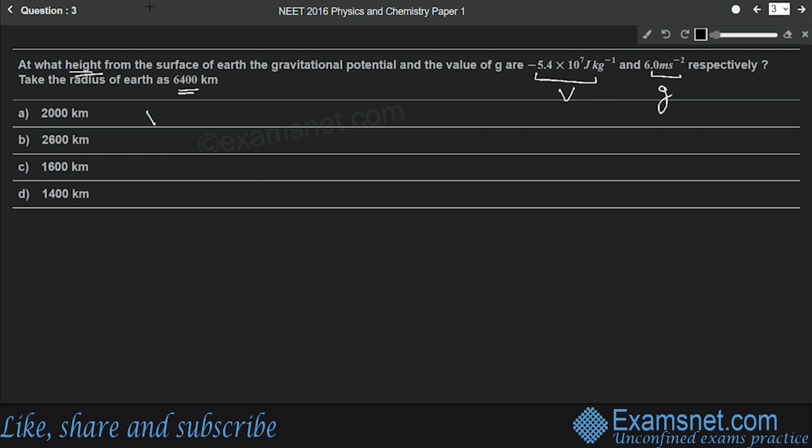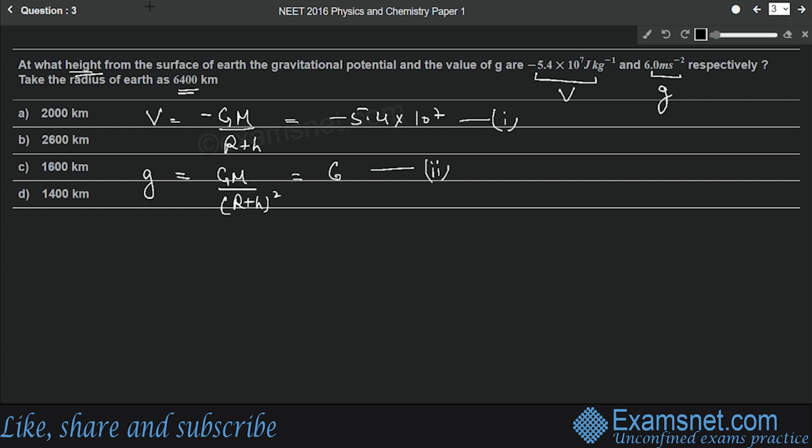Okay. So we know that the gravitational potential is given by the formula minus GM upon r plus h, where G is the gravitational constant, M is mass of the earth, r is radius of the earth and h is height. Okay. And this value is mentioned in this question as minus 5.4 into 10 to the power 7 joule per kg, right? So let's take it as equation number 1. Similarly, the value of acceleration due to gravity is given by the formula GM upon r plus h whole square, and this value is given as 6 meter per second square. So we'll take it as equation number 2.